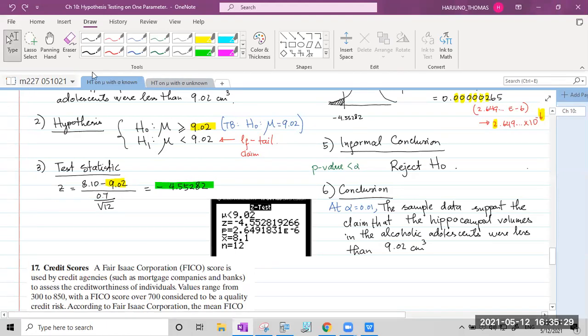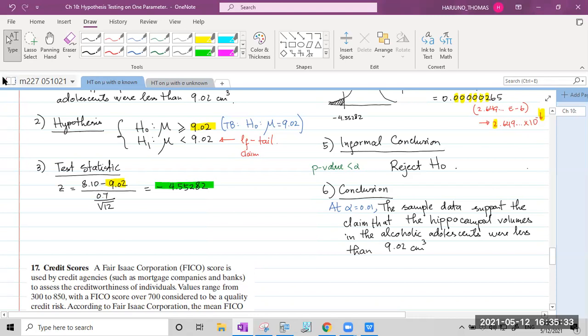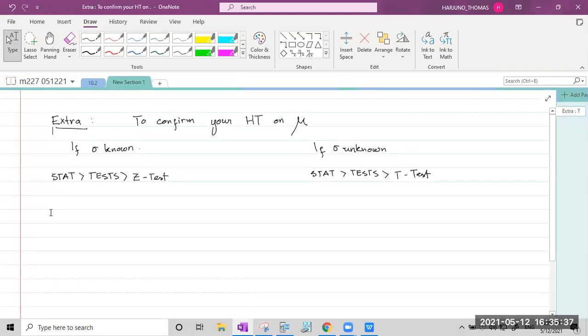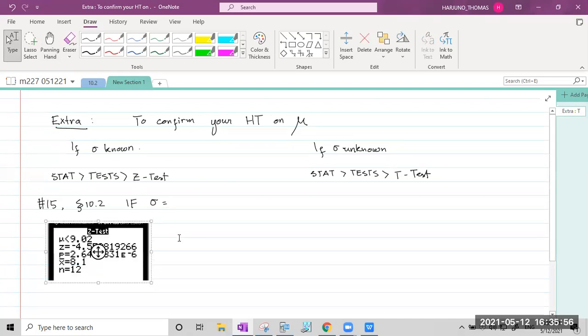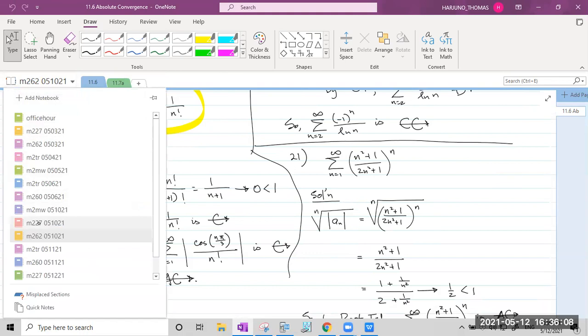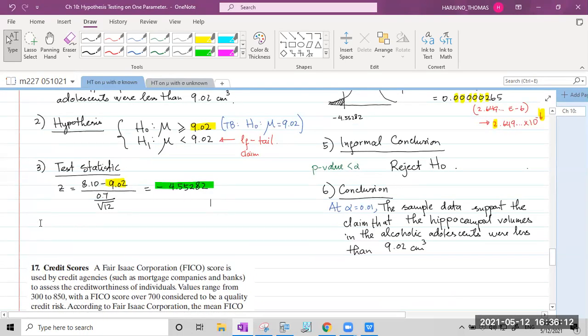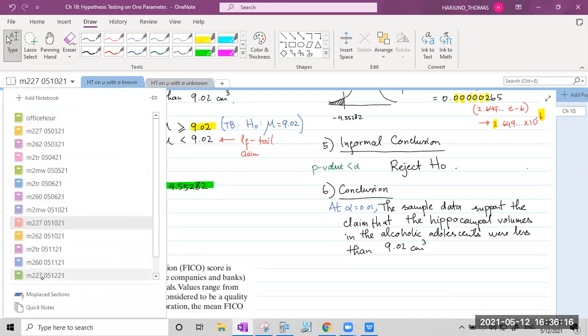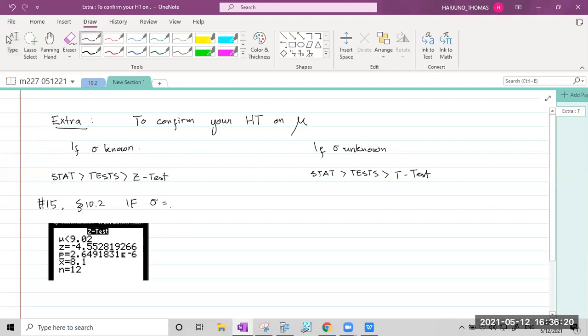Now let me move this to our notes today. This is for number 15 from section 10.2. If sigma instead is, I forgot, is it 0.7? Look at my note, not this one, sorry, wrong page. Yeah, 0.7, with sigma 0.7. So at that time, we assume the sigma is known.